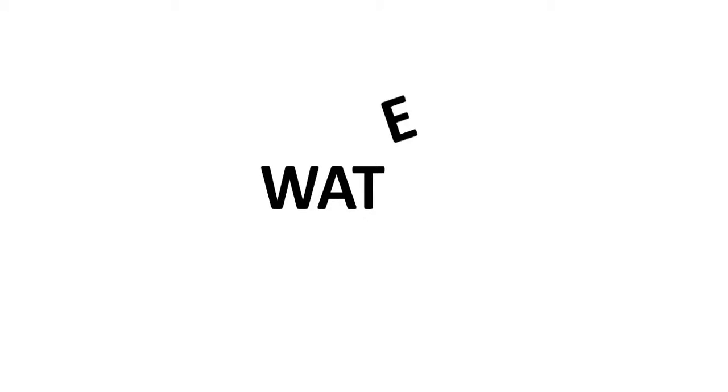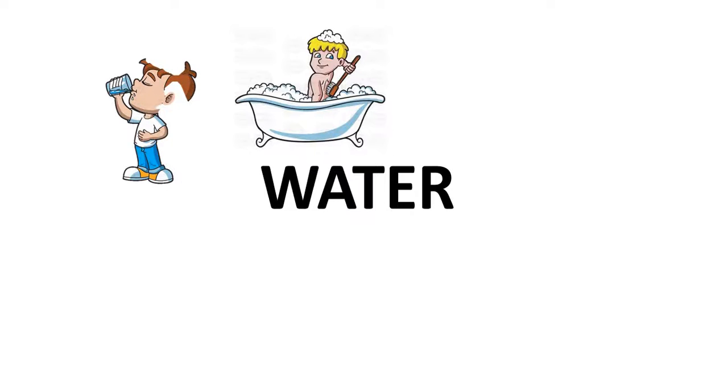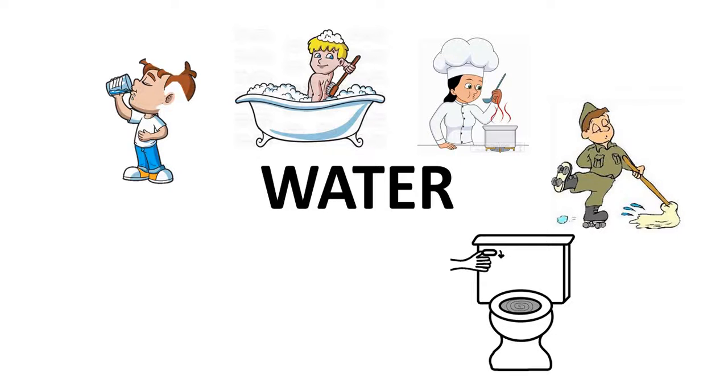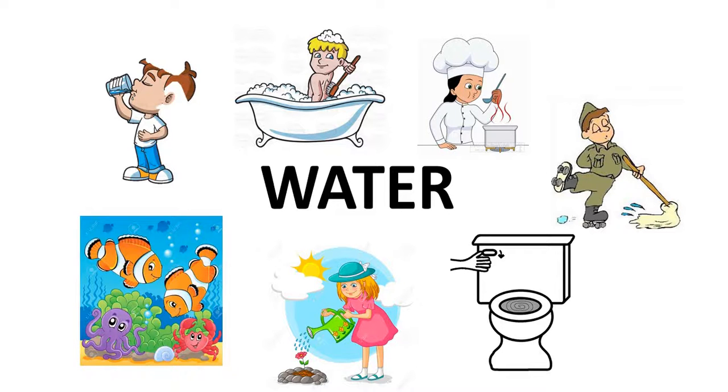Water is essential for life. We use water to quench our thirst, to take a bath, to cook our meals, to clean our homes, to flush the toilet, and many more. Plants also need water to live. The sea, which is 75% of the earth, is water. It is home to a lot of sea creatures.